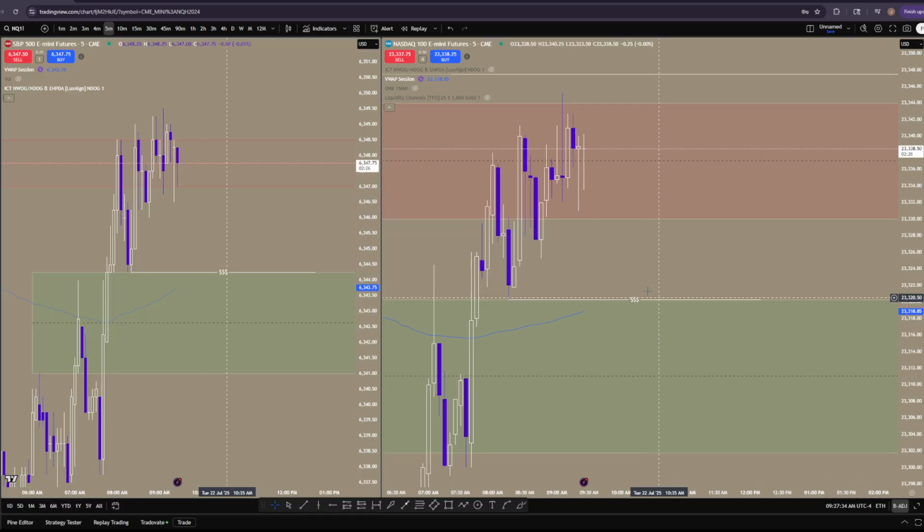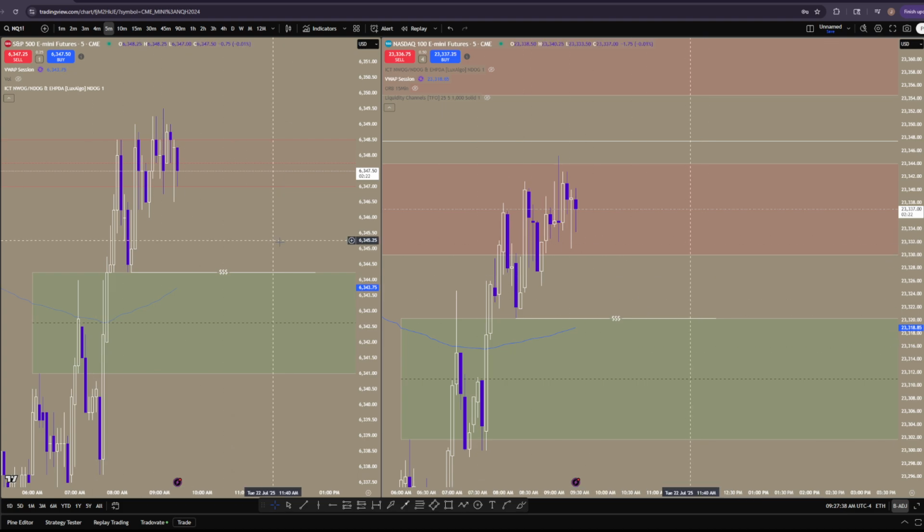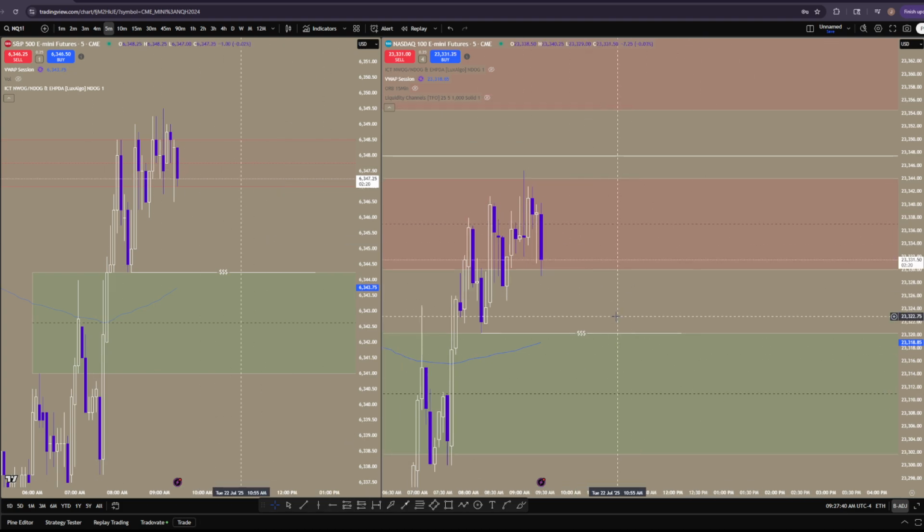That's a possibility, right? Come down to VWAP, come down to that hourly, sweep internal sell side liquidity, and then see the long step in from there.